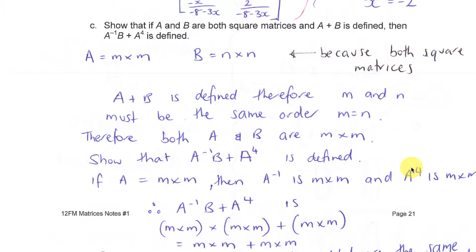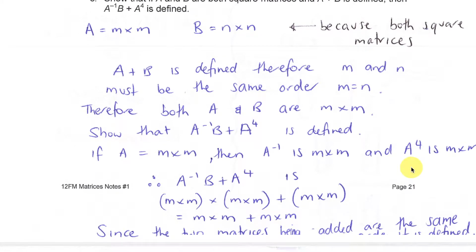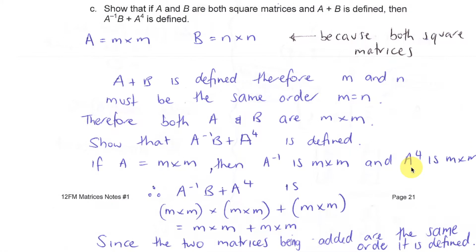C is quite tricky, but let's work through it. Okay, show that if A and B are both square matrices and A plus B is defined, then the inverse of A multiplied by B plus A to the power of 4 is defined also.